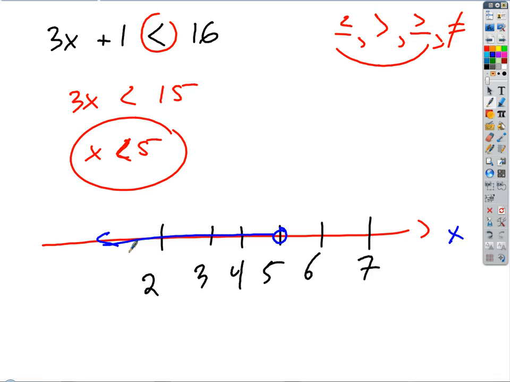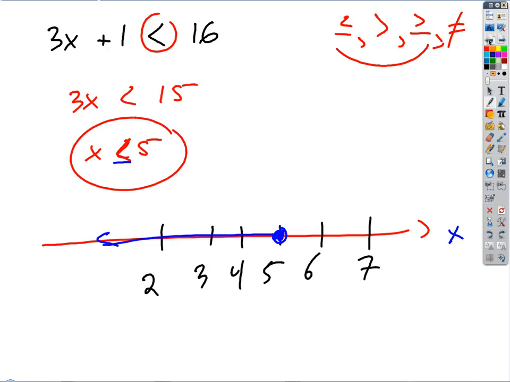Now, why is it an open dot? Because it's not including the 5, is it? We're only taking all the possible values of x that are less than 5, but not 5. 5 is just the boundary, but it doesn't count. It's not part of the solution. Now, how could I fill in that dot? What would I have to do to my inequality to fill in the dot? I got to put an equal sign, right? You guys probably all know this, but if you want a little mnemonic device to remember that, it takes more ink to write less than or equal to than less than, and it takes more ink to fill in the dot, right?